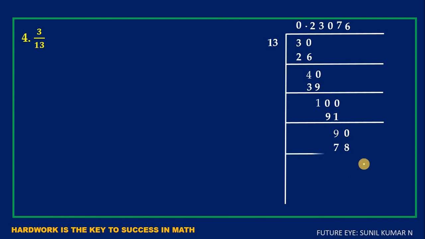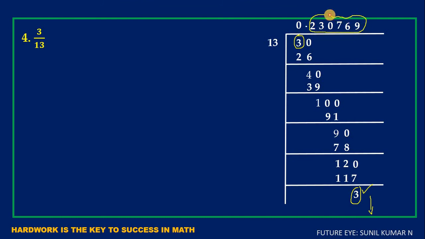13 6s are 78, and we get 12 as the remainder. Take another 0. Now 13 9s are 117. Again the remainder is 3. See, in the beginning also we had 3. Now also we have got remainder 3. It means from here onwards, if you continue the division process, the same numbers will be repeated. I mean 2 3 0 7 6 9 will be repeated. Hence we can stop at this stage.